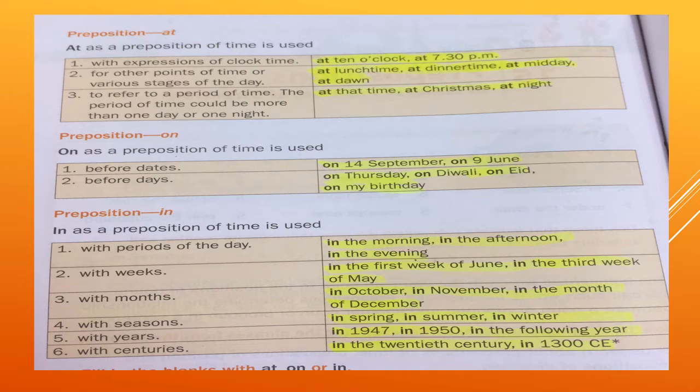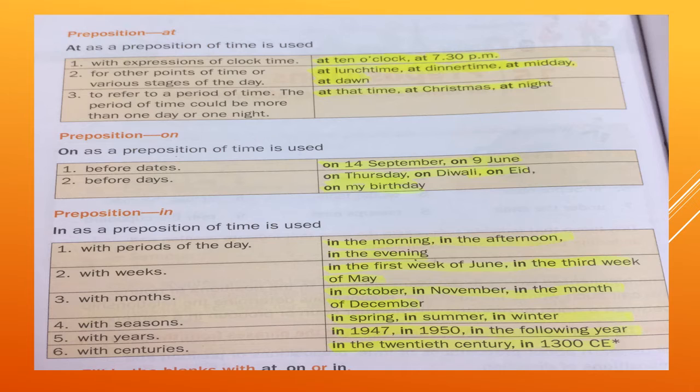Now let's see what these prepositions of time are. Here we use three prepositions; the ones mostly used as prepositions of time are at, on and in. Now let's see how we use them. Okay, now first we'll go for the at. Where we use at as a preposition of time: first one, with expressions of clock time, like at 10 o'clock, at 7:30 PM.